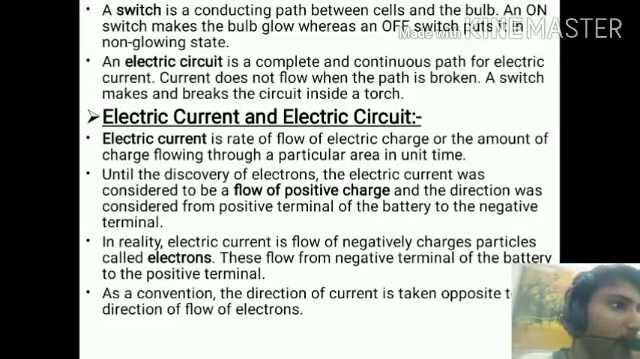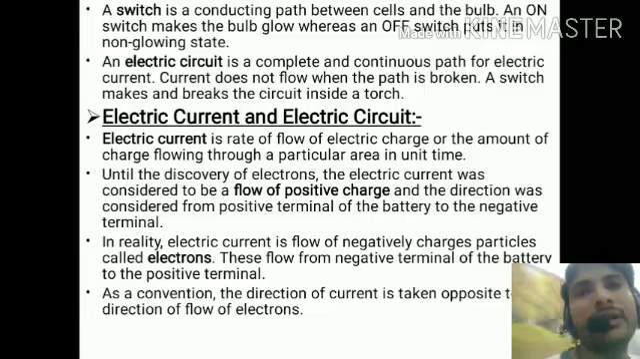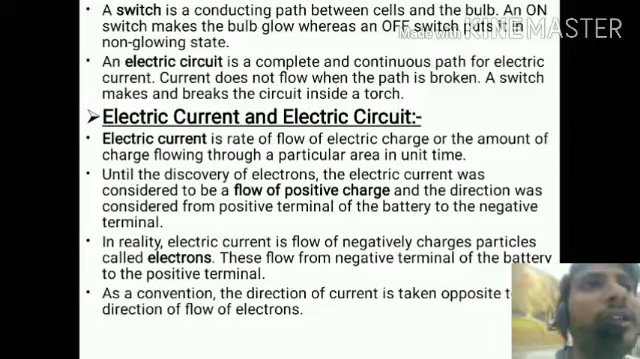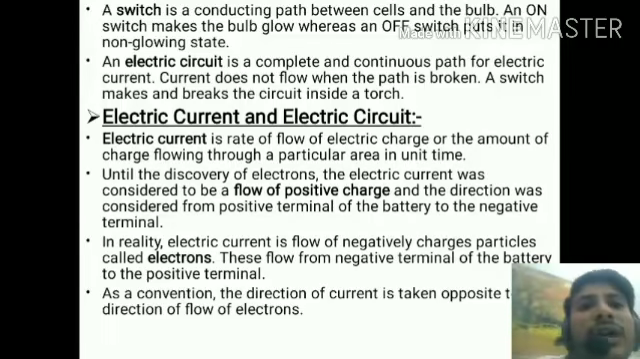Now the first term is electric current and electric circuit. This is the topic in your chapter in your notebook. What we learned about electricity so far was the introduction. This is not part of your chapter, but this is basic information about electricity. Now the electric current, electric units, and electric circuits.